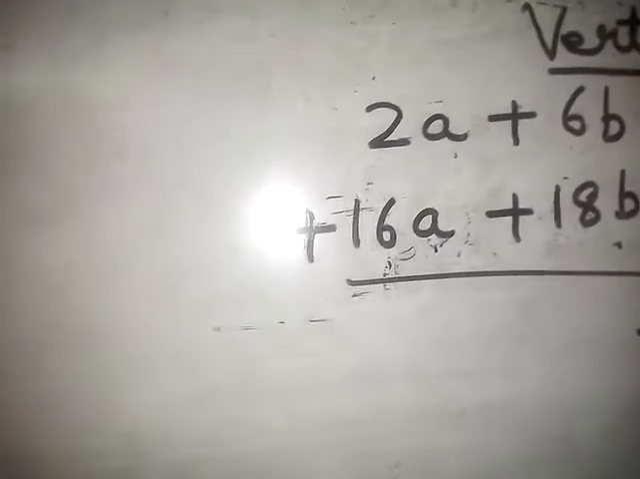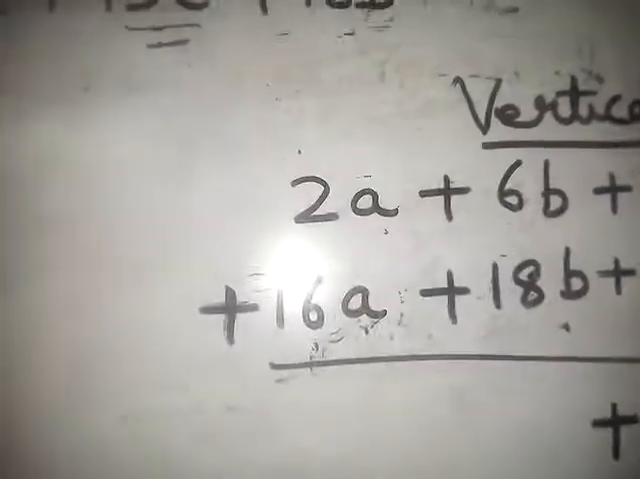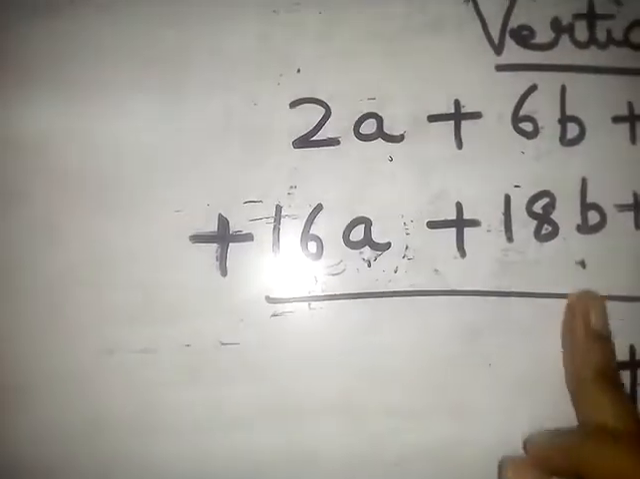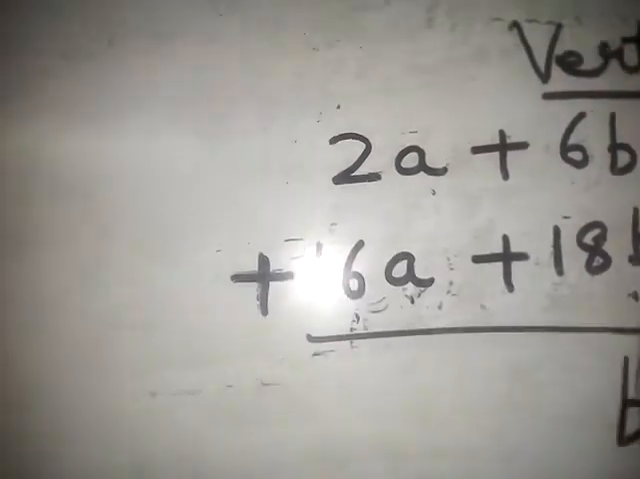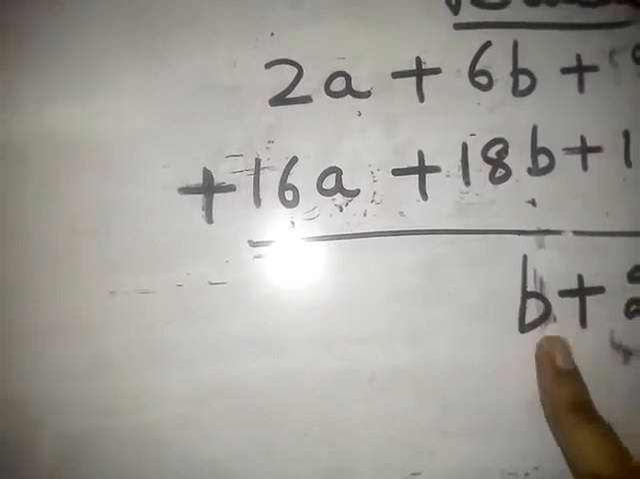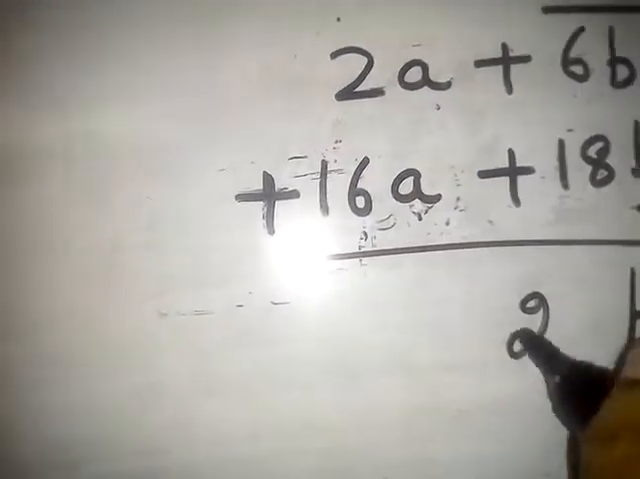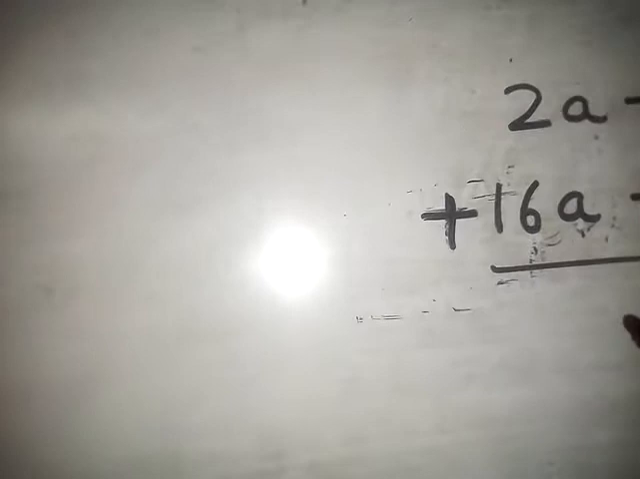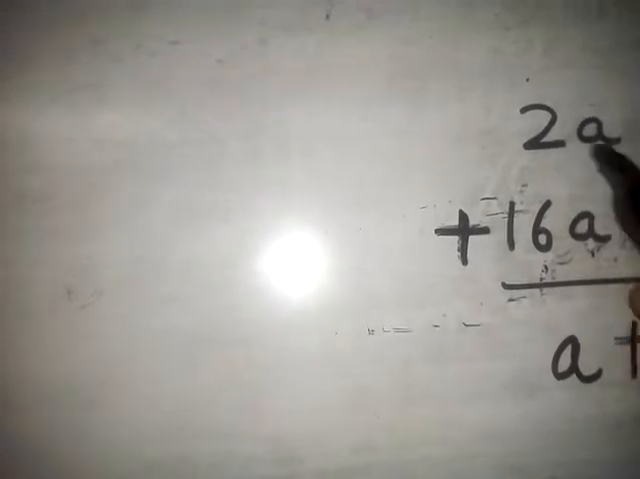Next one, again, variables cannot be added, right? The variable stays as it is in the answer. 18 plus 6. 18 plus 6 is how much? 24. Again, add only the numbers. 2 plus 16, 18. Now we'll do horizontal arrangement, the last one.